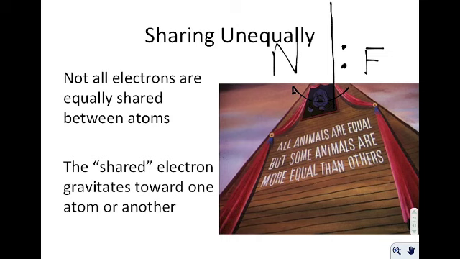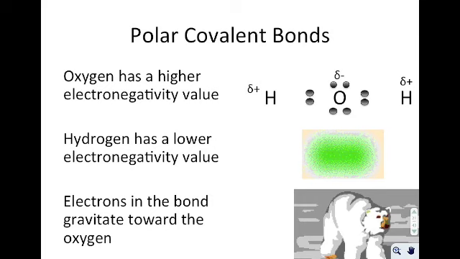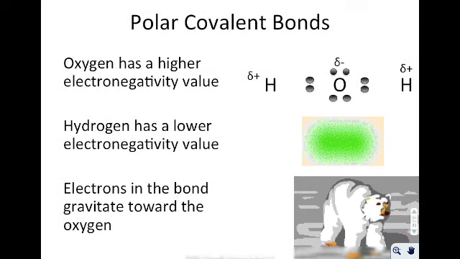Well, because of that, it's going to create what's called a partial positive and a partial negative charge. Okay, that's what we see here. Oxygen has a higher electronegativity value than hydrogen, so what it's done is it's actually pulled the electrons closer to oxygen, not away from hydrogen altogether, but it's pulled them closer to oxygen. Because of that, we have a partial positive and a partial negative.